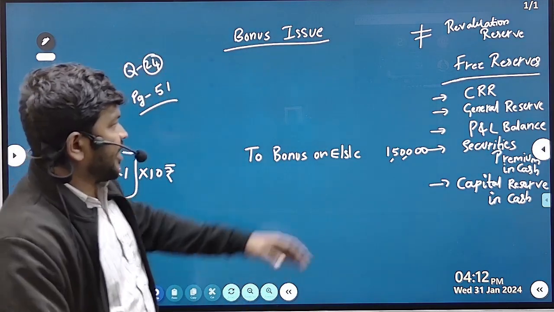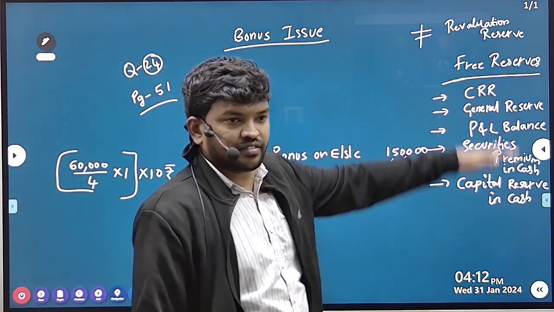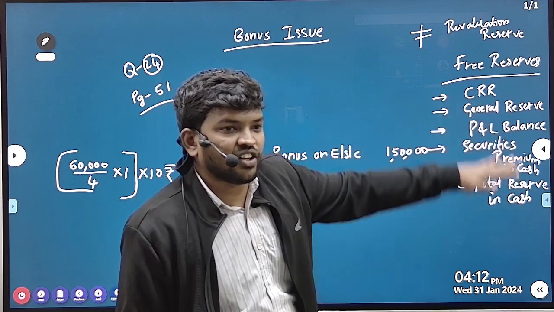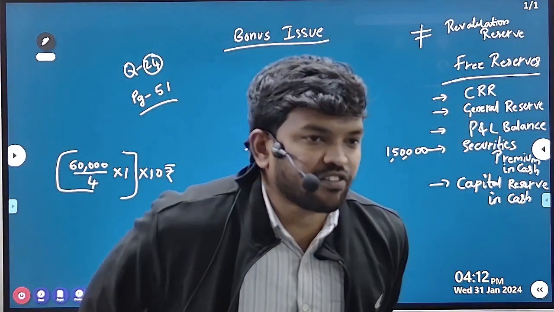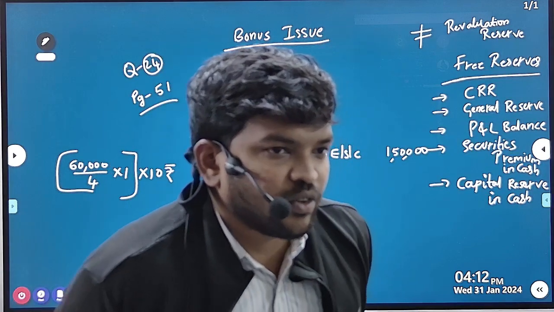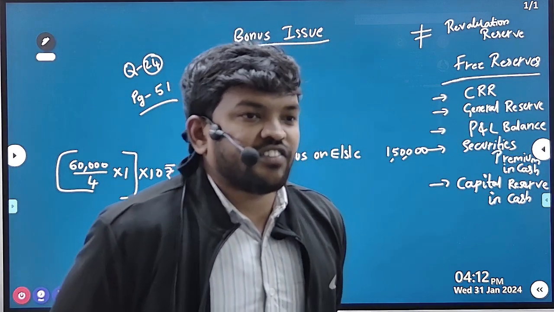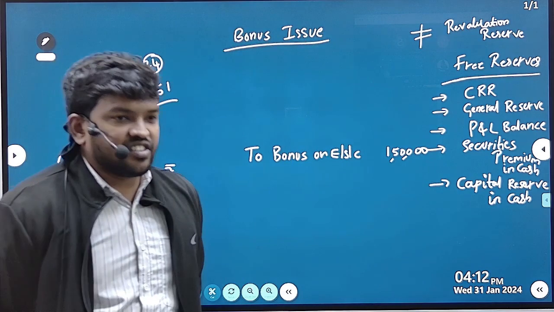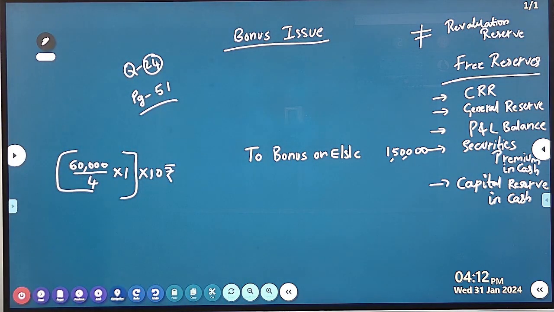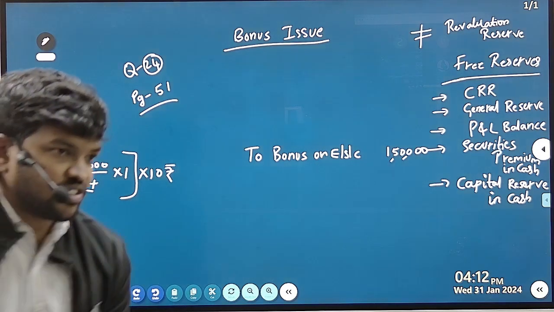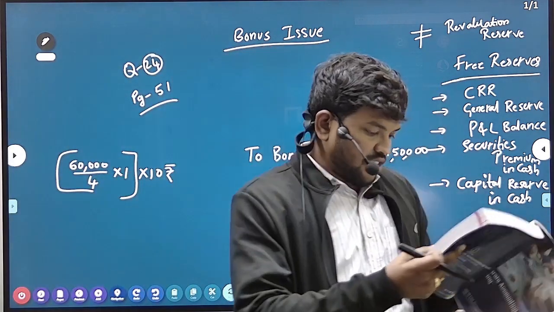What will be debited? All these free reserves, because bonus has to be issued only out of free reserves. Now, in the question, what are all the free reserves? What are not free reserves? You have to identify. CRR is a free reserve. Okay. Very good.